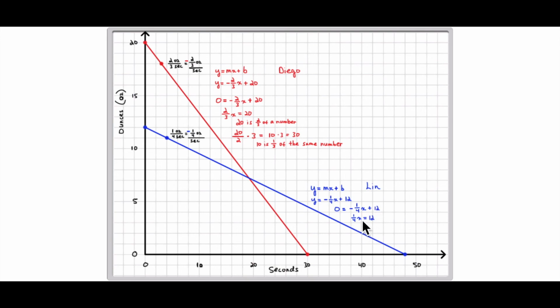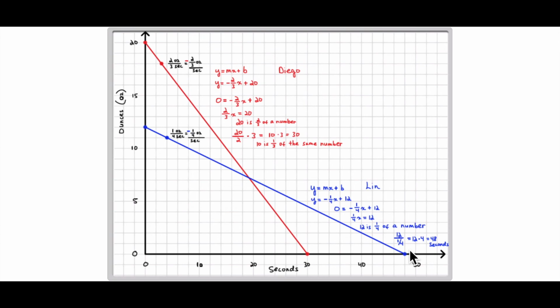This becomes a positive 1/4 x. So you add the additive inverse to both sides. And it says 1/4 of some number is equal to 12. So 4 times that number, 4 times 12, is equal to that number. And so 4 times 12, 12 is 1/4 of some number.